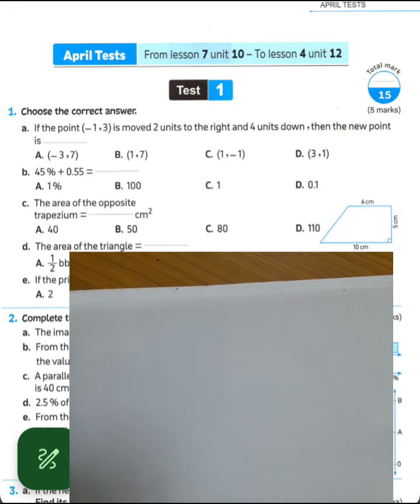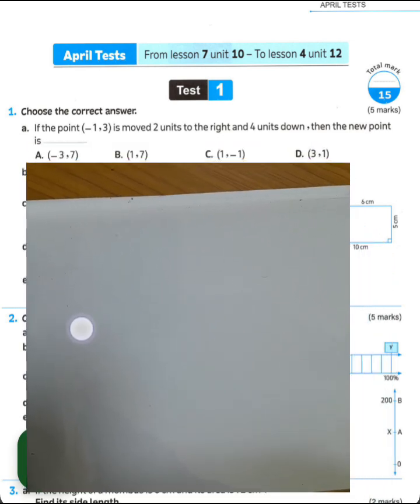How are you? Today we'll solve April tests from lesson 7, unit 10 to lesson 4, unit 12. Look with me at question number 1.